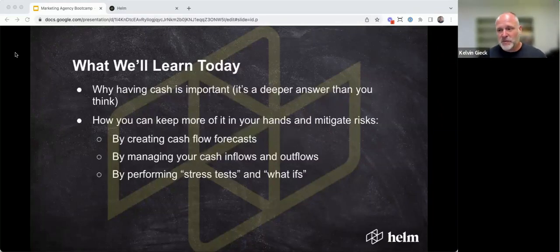And what that actually means and what we'll be learning today is why having cash is important. It's a deeper answer than you probably think. And after we cover that, we'll be talking about how you can keep more cash in your hands to help mitigate risks, business risks specifically. We'll be talking about how to create cash flow forecasts, or why you should be creating cash flow forecasts. We'll talk a little bit about how you can manage your cash inflows as well as your cash outflows. And we'll talk about stress testing and what ifs, and how they can actually help you, again, manage and mitigate your risks as an agency.